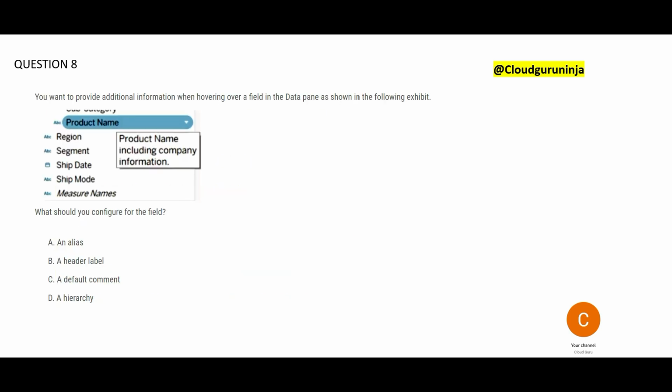Okay, this is our next question now. See, when you are hovering, like here you see, we have hovered over product name. Then this should appear, product name including company information. This should come. Simple. Now, what should you configure for the field? That is the question.